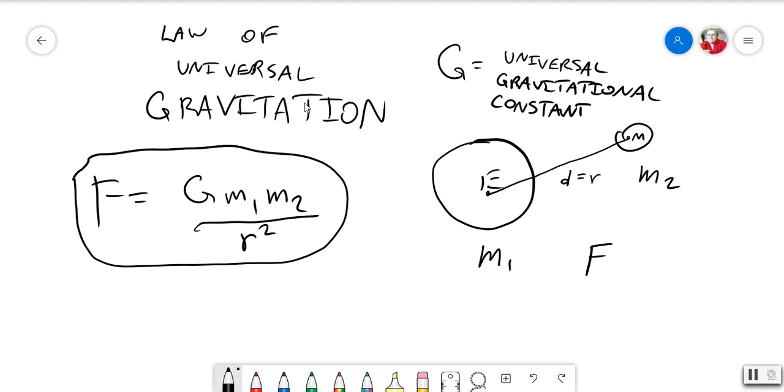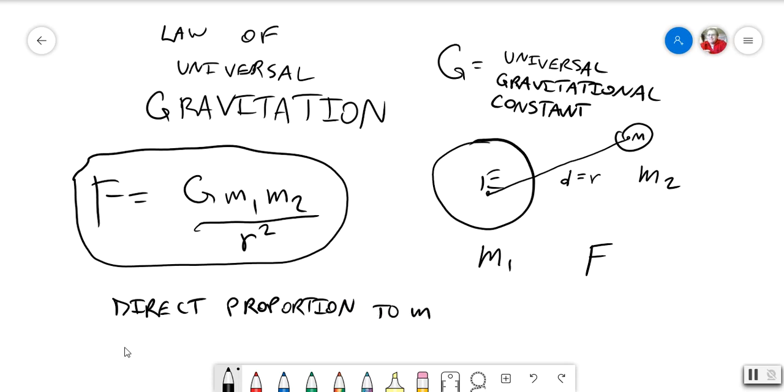Universal because it applies to every object in the entire universe. F equals the force. So M1 times M2, those are in the top. That means the bigger the mass, the bigger the force. This is what we call a direct proportion, which I believe we've talked about in math, but we may review the concept a little bit later. Direct proportion to the masses.